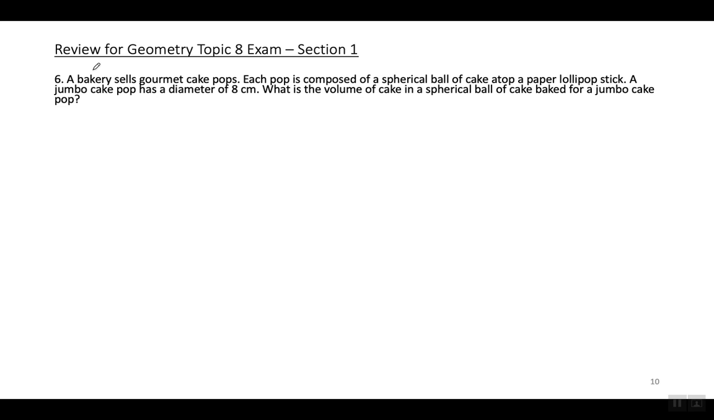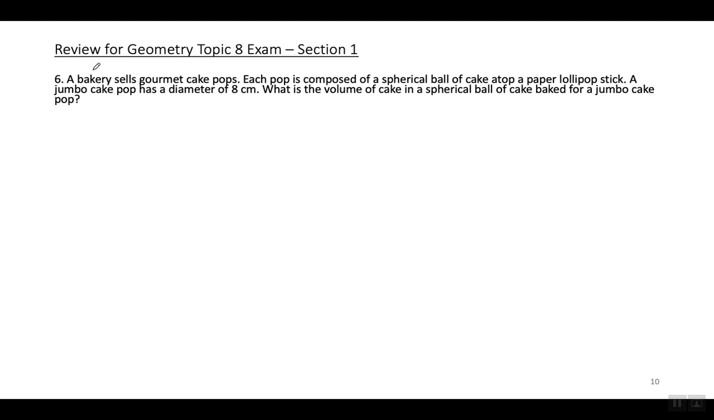Each pop is composed of a spherical ball of cake atop a paper lollipop stick. A jumbo cake pop has a diameter of 8 centimeters. What is the volume of cake in a spherical ball of cake baked for a jumbo cake pop? I feel like I'm reading a riddle or something.